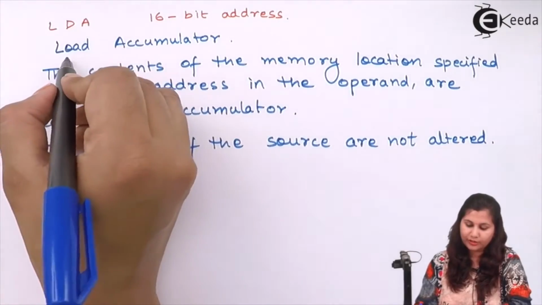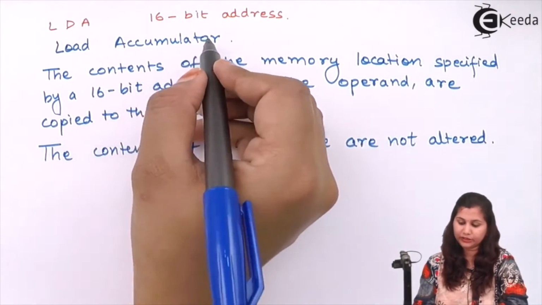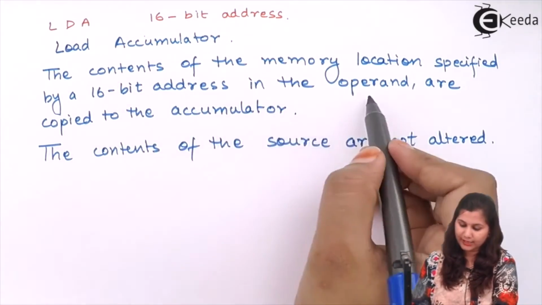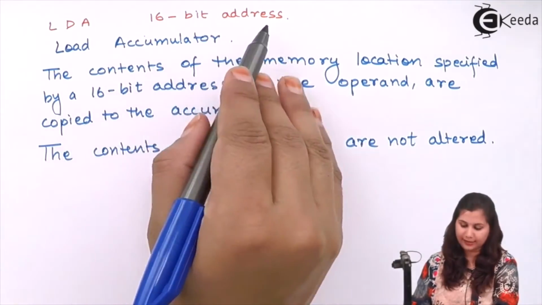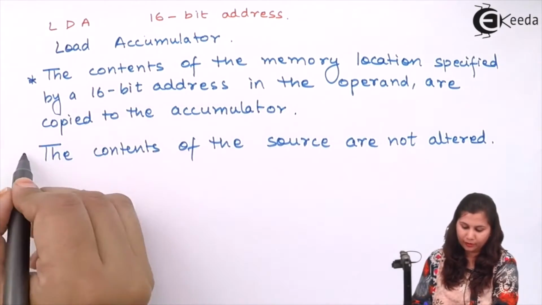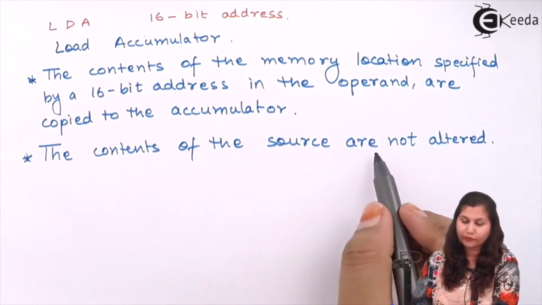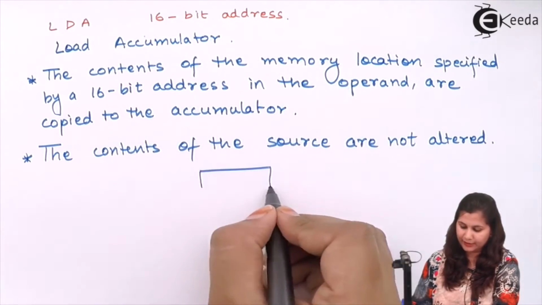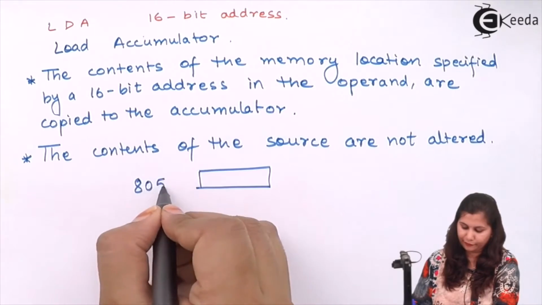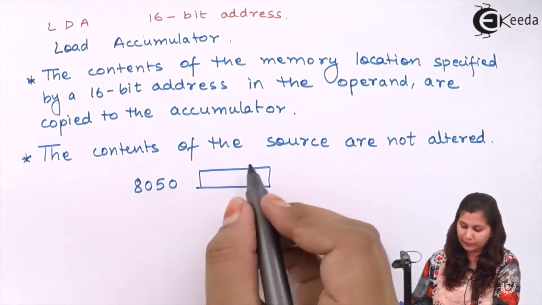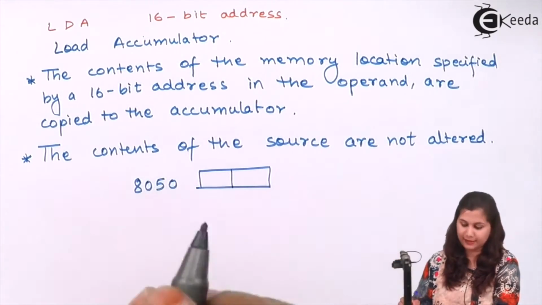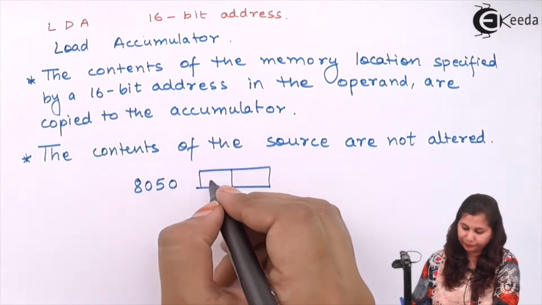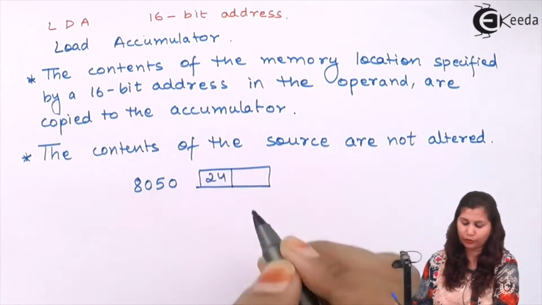So this instruction is loading the accumulator with the contents of this 16-bit address. The address is specified in the instruction itself, and the contents of the source are not altered. Suppose we have a 16-bit address 8050, and on this memory location a number is being saved, and this number is 24.